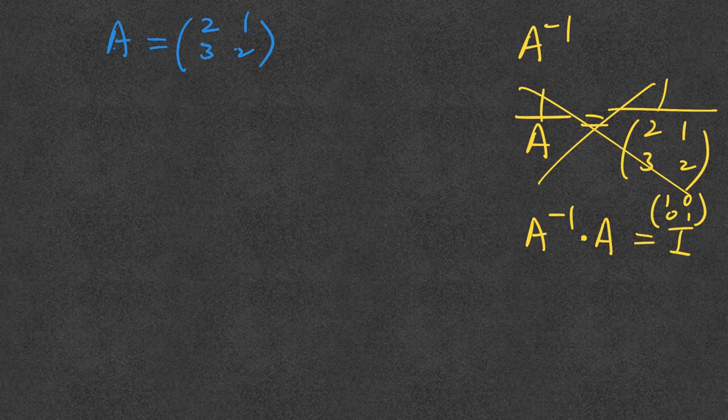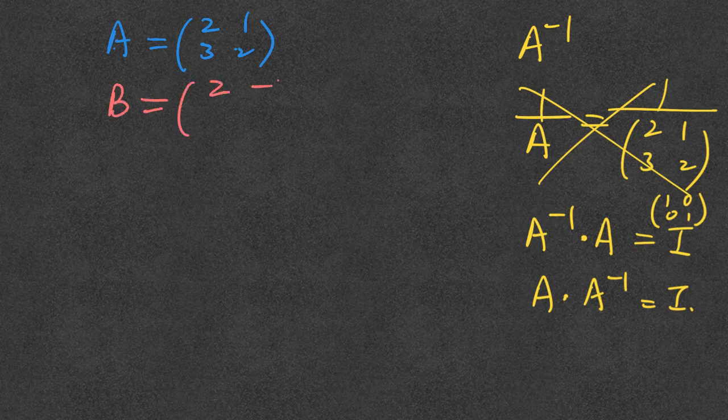So on the other hand, you should also notice that actually when we swap the order of multiplication, now it comes to A times A inverse. So it should be equal to identity matrix as well. So now I give you a matrix called B. You'll see how you can prove that it is equal to the A inverse. It is 2, minus 1, minus 3, 2.